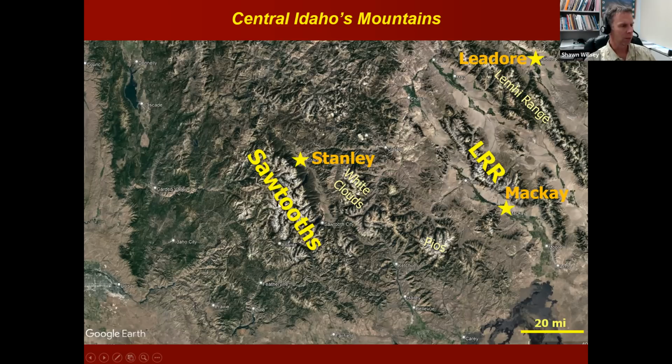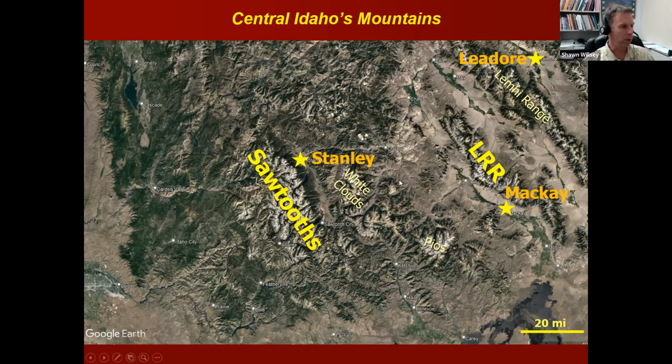So we're going to focus much of our time tonight on the Sawtooths. We've got the White Cloud Mountains here, the Pioneer Mountains here, the Lemhi Range off to the east, but we're also going to focus on this big mountain range here, the Lost River Range, LRR. And this has the highest peak in the state with Borah Peak. So these two mountain ranges, along with others, form some of the most dramatic and captivating scenery that we have in all of Idaho.